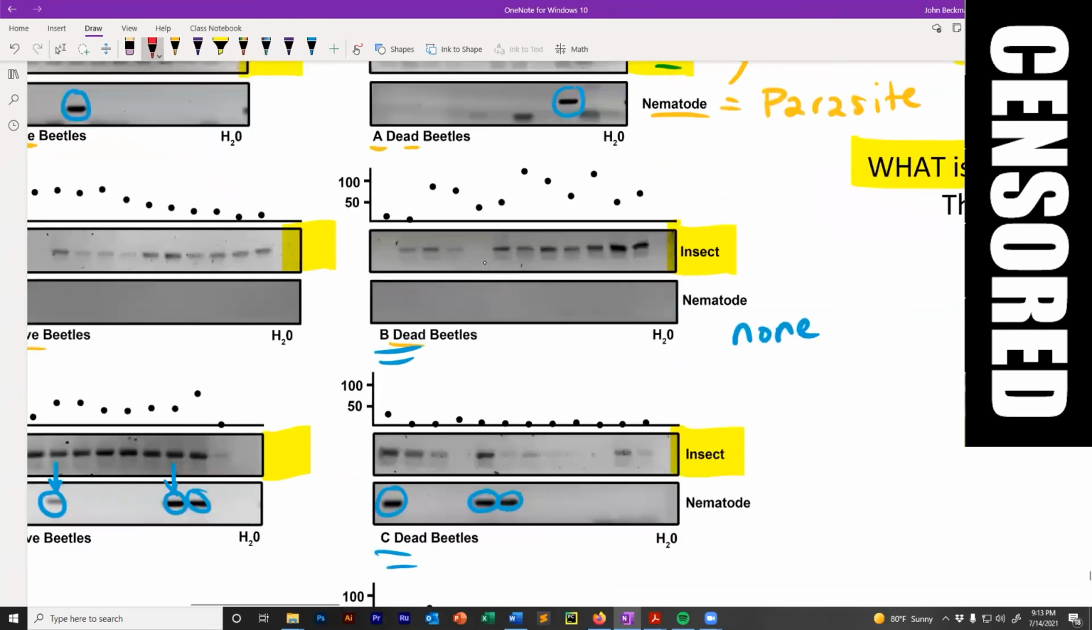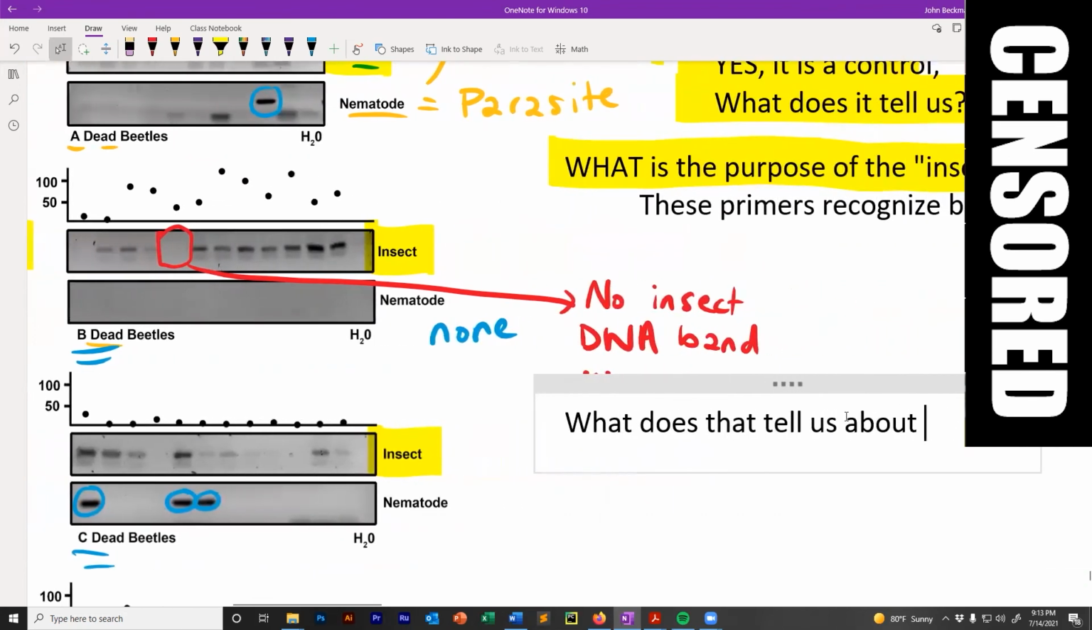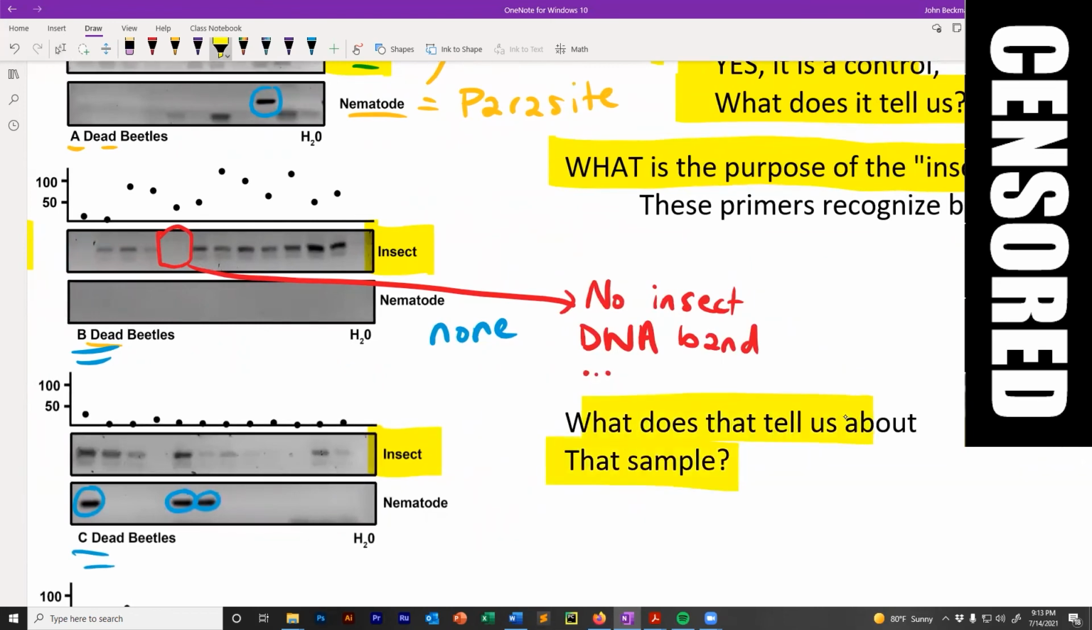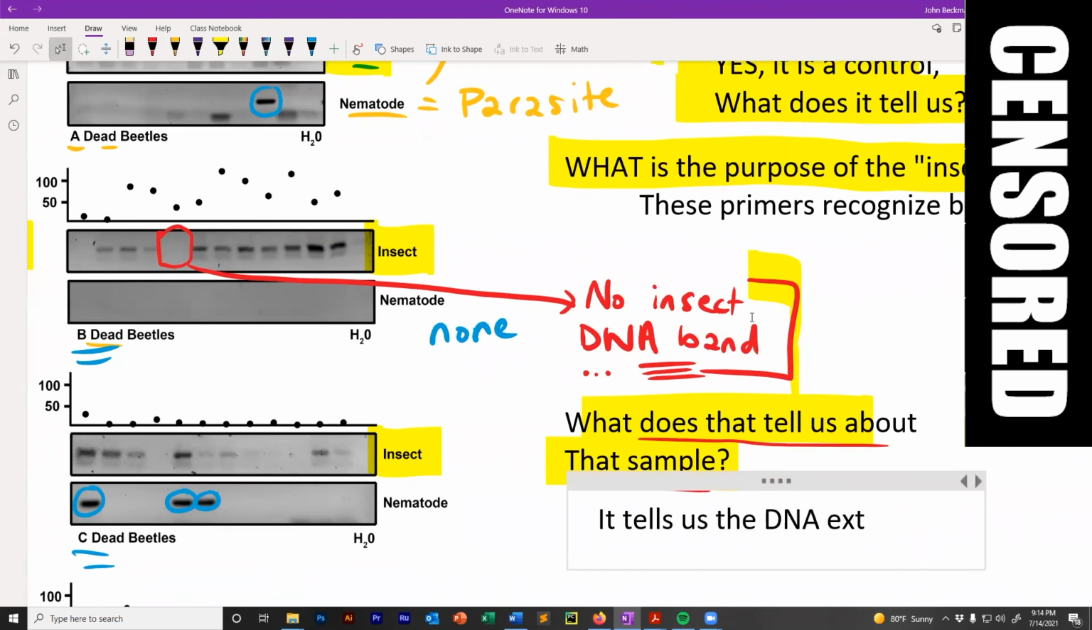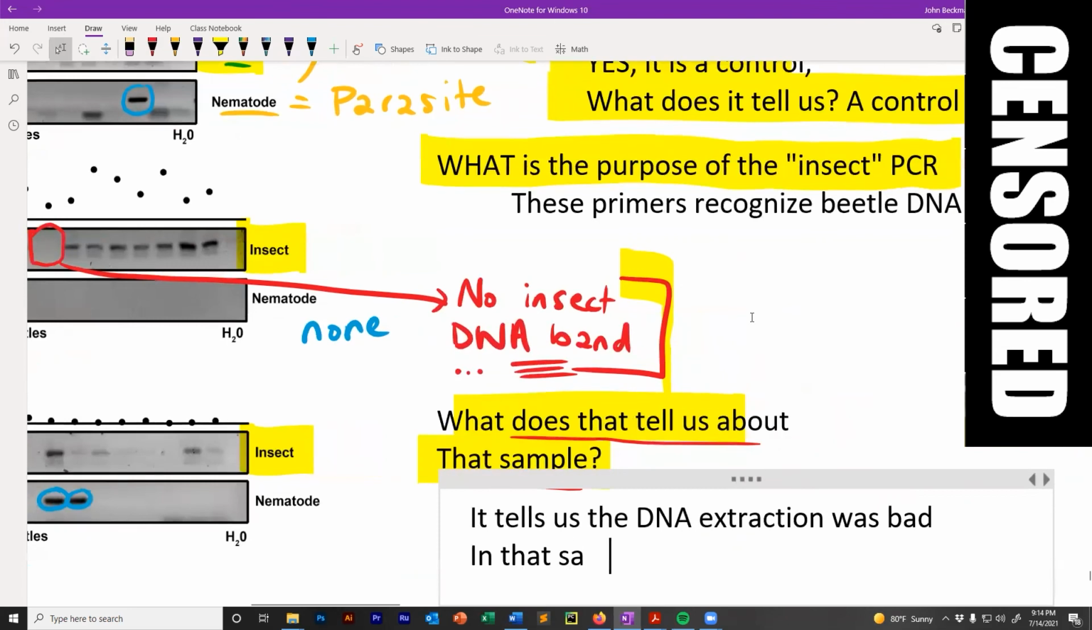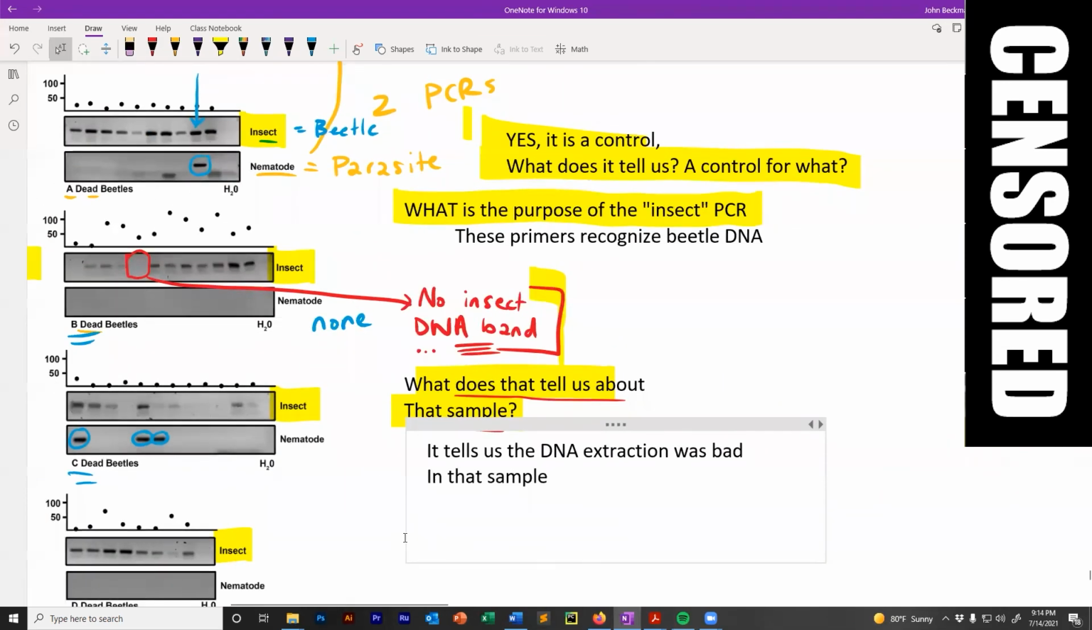Let me look at this band here. In this lane, there is no insect DNA band. What does that tell us about that sample? If there's no insect DNA band, what does that tell us about that sample? Write it in the chat. Yes, very good. It tells us the DNA extraction was bad in that sample. Okay, it's a control for DNA extraction.